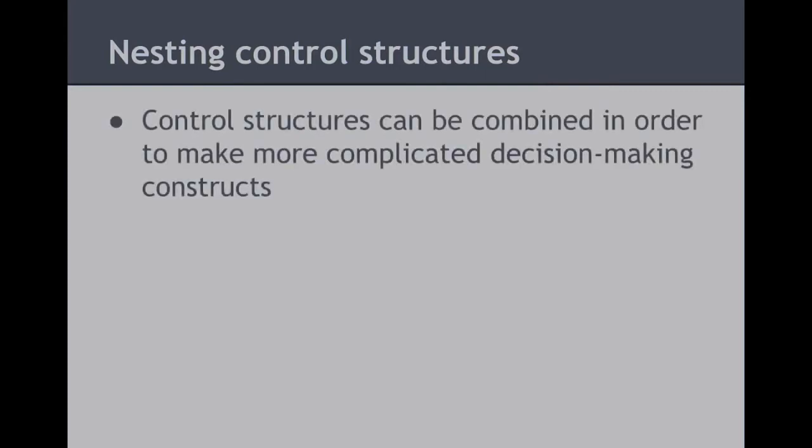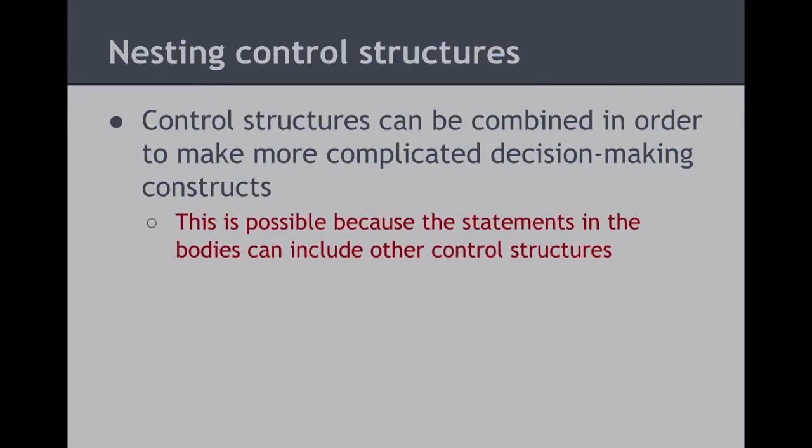Okay, so control structures can be combined to make more complicated decision-making constructs, just like I said. The reason we can do this is because the statements that are inside the bodies of the control structures can be anything at all in Processing, including other control structures. So in other words, the body of an if statement can be another if, or it could be a switch, or a while loop or a for loop, which are topics that we'll talk about in the next chapter. So we can put these things together.